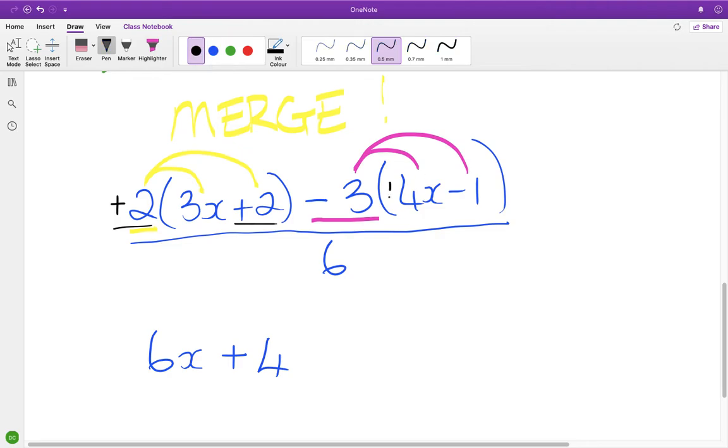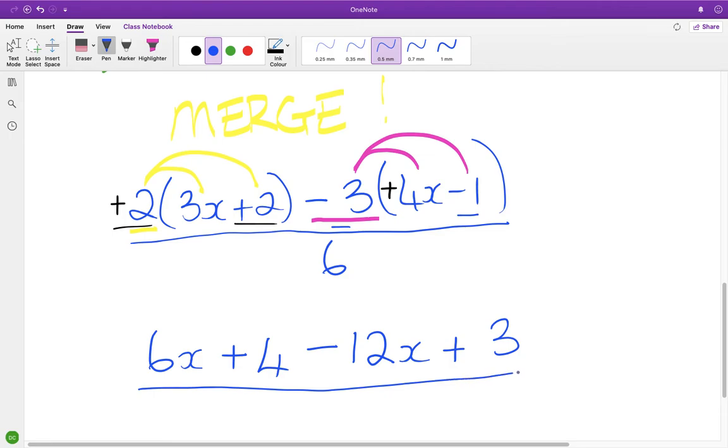Let's look at the 4x and say that it's positive. So we have different signs here, giving us a minus. The 3 by 4 is going to give me 12, and only the 4 has a letter, so we put that down. And then the final multiplication is the minus 3 and the minus 1. So same signs give me plus, and 3 times 1 is 3. And don't forget that that still has a denominator of 6.